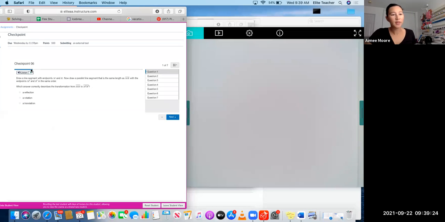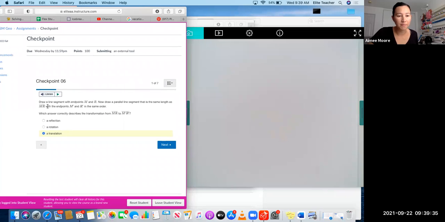Okay, so the checkpoint that is due today, here is the first question. Draw a line segment. Let me see if I can zoom in so we can see it better. Draw a line segment with endpoints M and R. Now draw a parallel line segment that is the same length as segment MR with endpoints M prime and R prime in the same order. Which answer correctly describes the transformation from MR to M prime R prime?